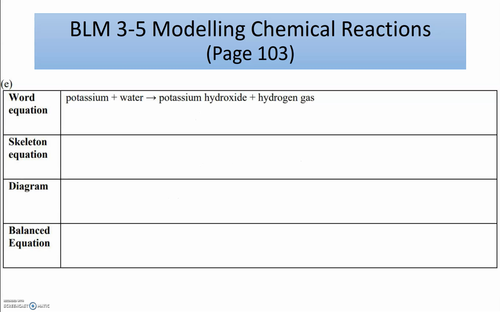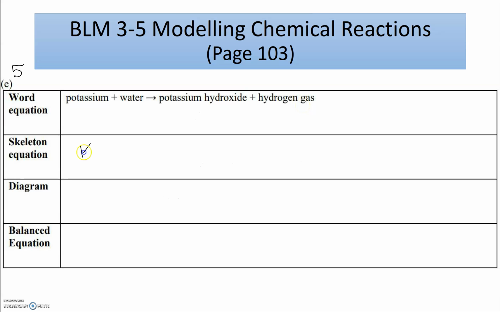So we're going to continue on our modeling chemical reactions activity found on page 103 in your textbook, and we're on 5E. We're given the word equation: potassium and water react to give us potassium hydroxide and hydrogen gas. And so our first step is to write out our skeleton equation.